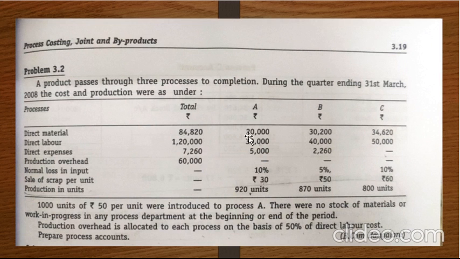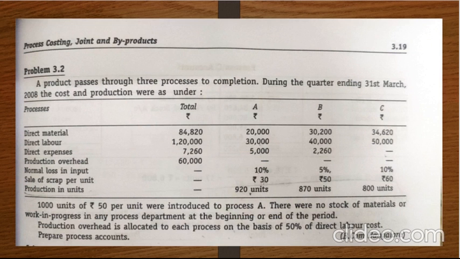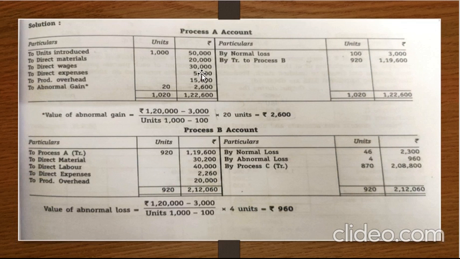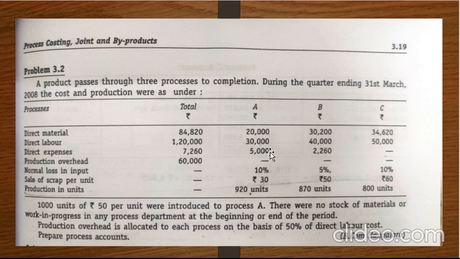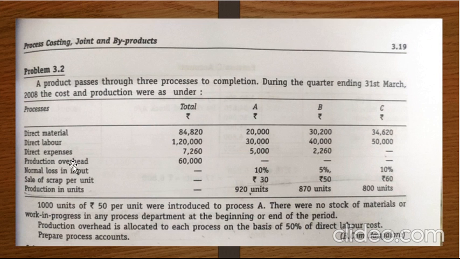Direct material, which is 20,000 for A. So we will take 20,000 direct materials for A. Then direct wages, which is 30,000, and direct wages 30,000 is considered. Then direct expenses is how much? Direct expenses is 5,000. 5,000 is considered in the problem. Next in the problem you have production overhead, which is 60,000. They have given it as the total.